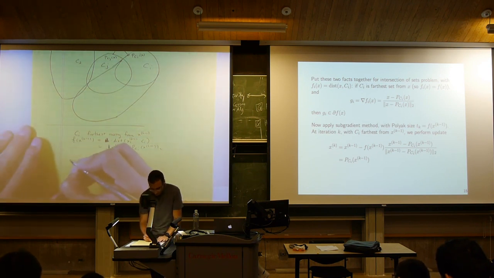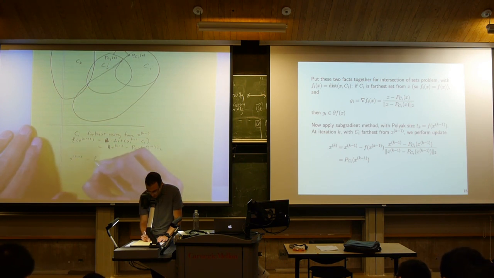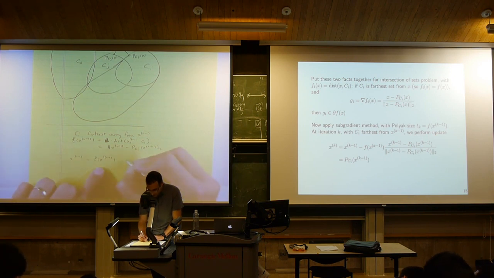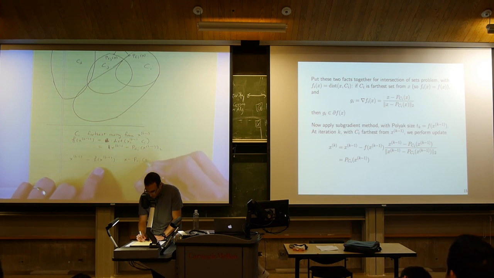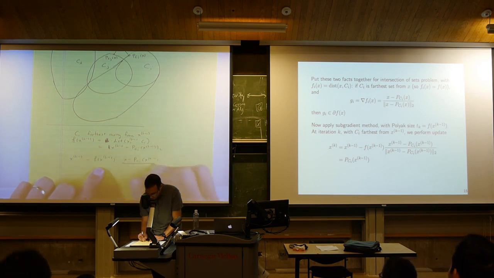So if we look at the subgradient update, what would that be? It's of this form. That's the Polyak step size. And here is the valid subgradient of our criterion. It's this guy divided by its 2 norm.